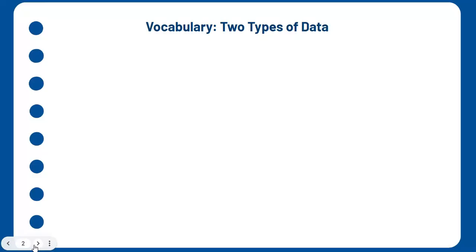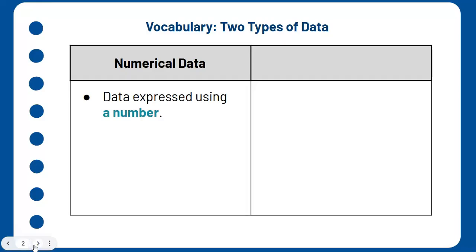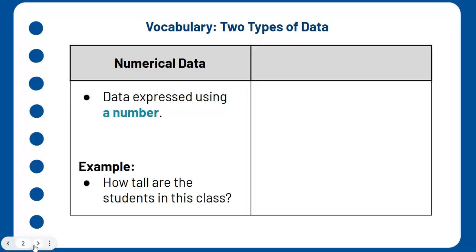There are two main types of data. The first one we'll talk about is called numerical data. It is expressed using a number. The values are numbers, measurements, or quantities. For example, to answer the question, how tall are the students in the class, you would measure the height of each student, which would result in numerical data.